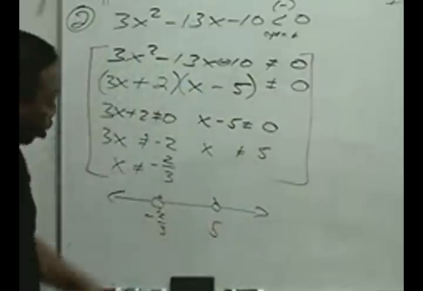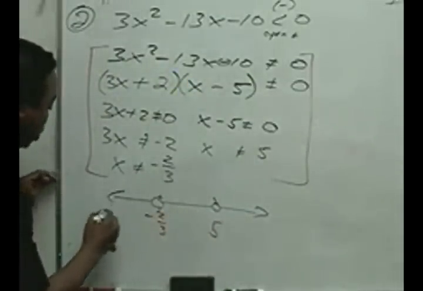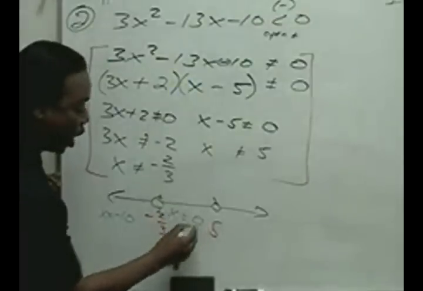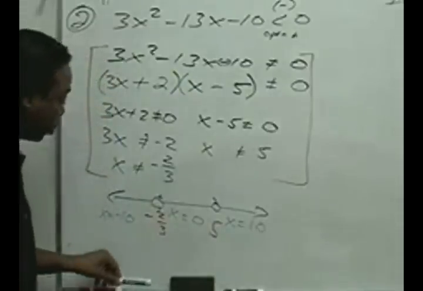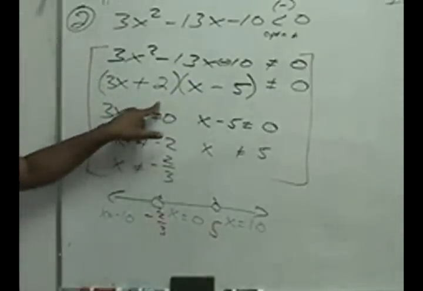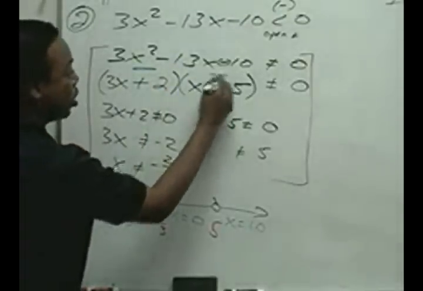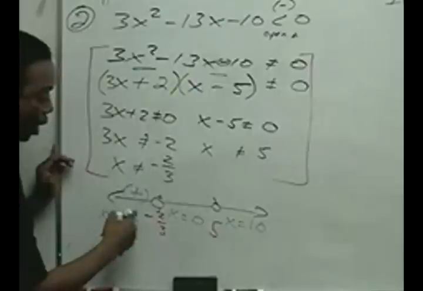Next, I'm looking for negative pieces, so I'm going to use test points to test what these areas are. This area I'm going to test by saying x is negative 10. I'm going to test this area in between using x equals 0. I'm going to test this area right here by x is 10. Okay, and I'm going to use the factors here rather than trying to put in these x's. So 3 times negative 10 gives me negative 30 plus 2, which is still negative. Negative 10 take away 5 is negative. A negative times a negative gives me a positive answer. So all the answers in this area are positive.